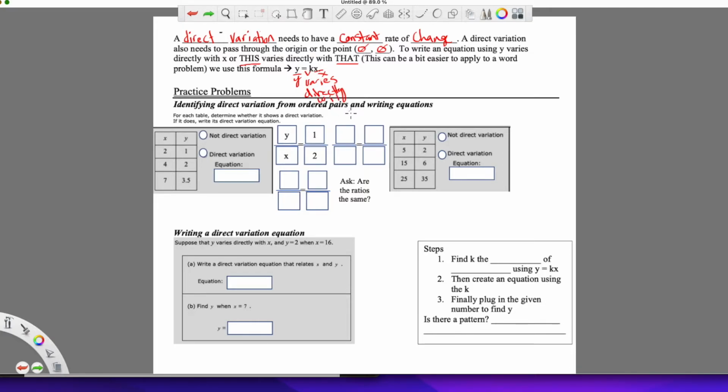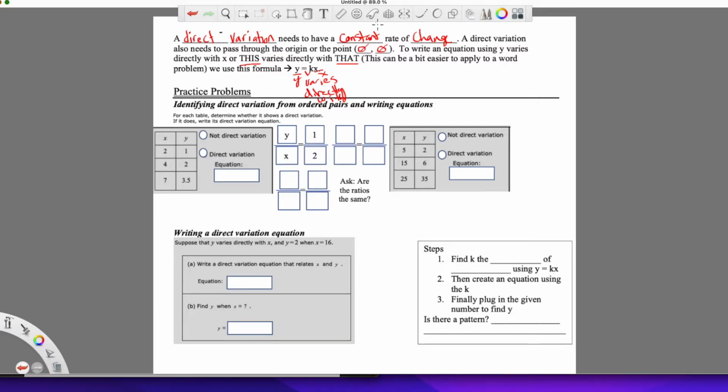That's all right. It's a little sloppy, but so for each table below, we're going to determine if it shows a direct variation. If it does, write its direct variation equation. So first, we need to make sure that it has that constant rate of change. That was our first requirement, just to see if it's even linear.